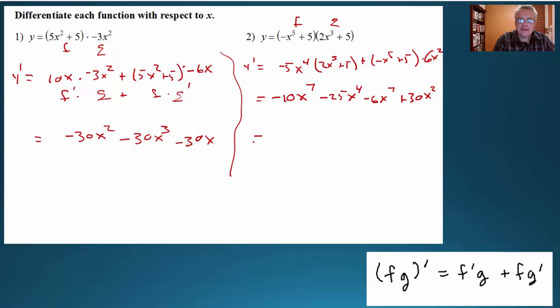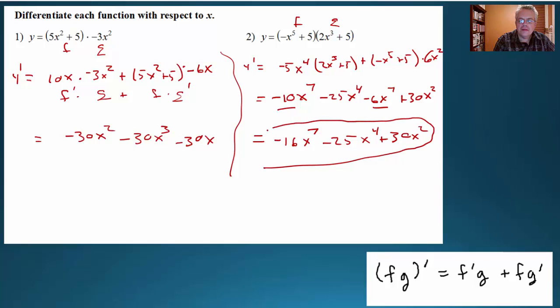Calculus is very intense in algebra, so we can do this though. Negative 16x to the 7th. All right, we have that term plus 30x squared. Wow. All right. That's impressive. Okay, now I want to do a couple of kind of different examples.